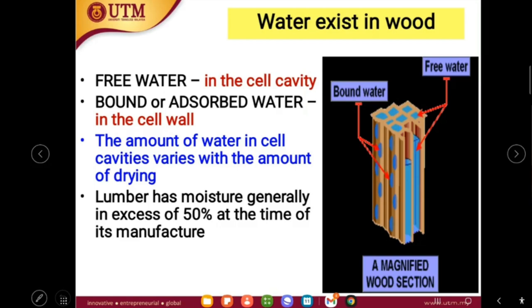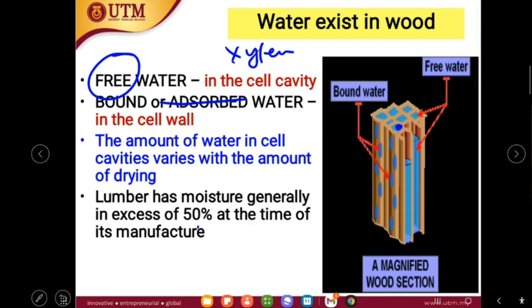So how is the water stored inside our wood? Just now we talked about the vessel in the coelom. Inside each of these cavities, we have 2 types of water. One is free water, which is the water inside the cell cavity. The other type is bound water, or absorbed water. But the famous name is bound water, so we just term it bound water. The bound water is located in the cell wall.